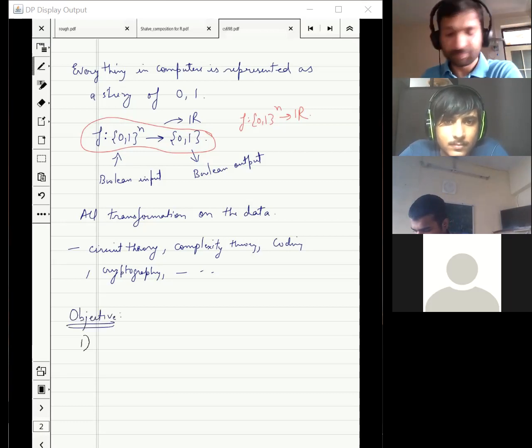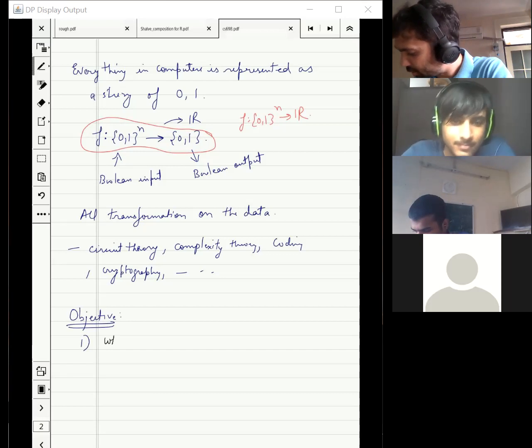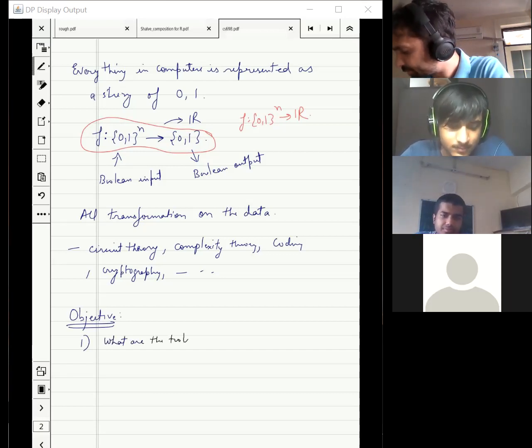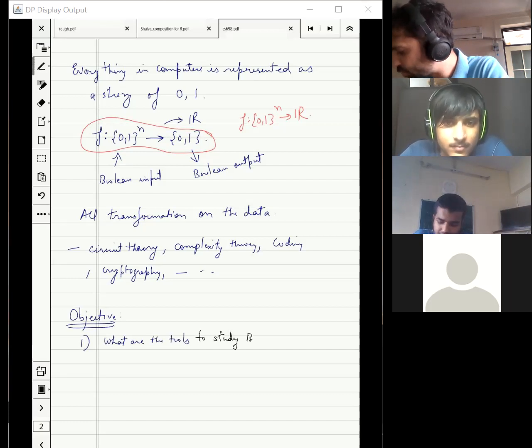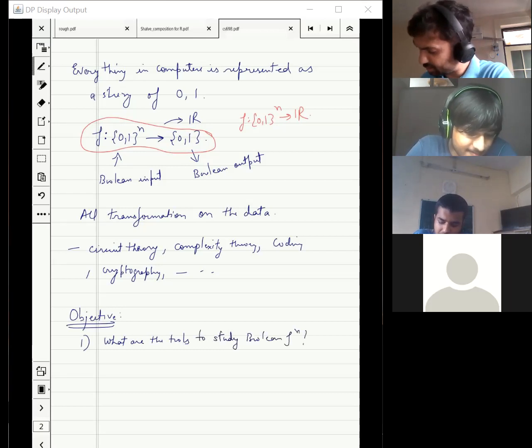First would be, what are the tools to study Boolean functions? We have to study Boolean functions, but how? And the answer is going to be Fourier analysis. That's going to be one of the main tools.